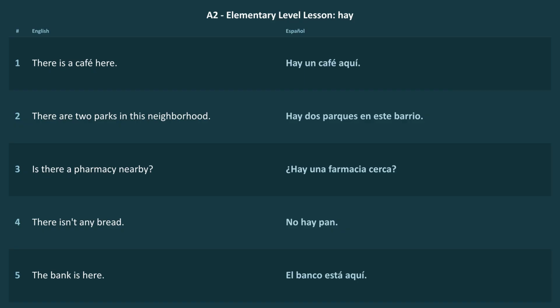Here's another set. Hay taxis. There are taxis. ¿Hay taxis? Are there taxis? No hay taxis. There aren't any taxis. Very clean pattern.